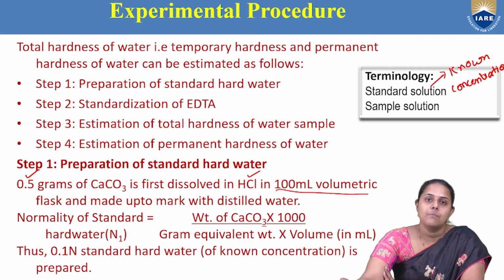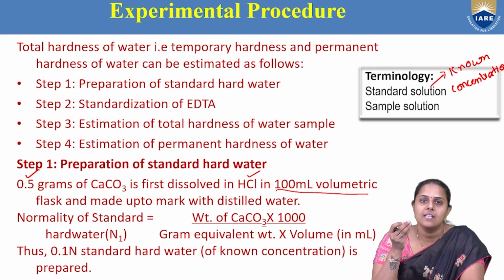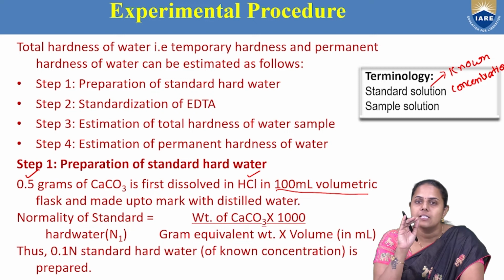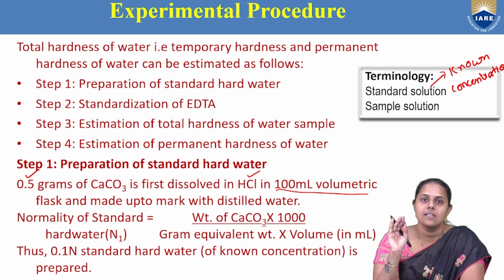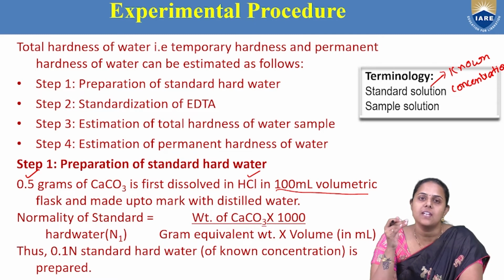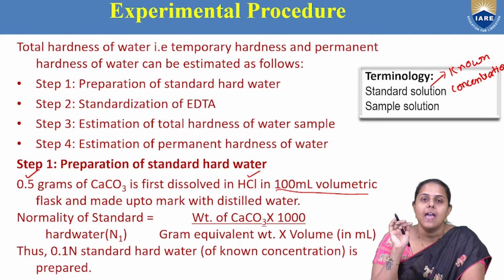So, in the step of preparation of standard hard water solution, we will be taking some 0.5 grams of calcium carbonate. It is dissolved in a little amount of HCl and then distilled water is added and it is made up to the mark. Now, this standard hard water solution is prepared. Now, we need to find out the concentration, that is normality, of this standard hard water. Let us represent it as N1. N1 means normality of standard hard water solution. And it can be calculated by using the formula.